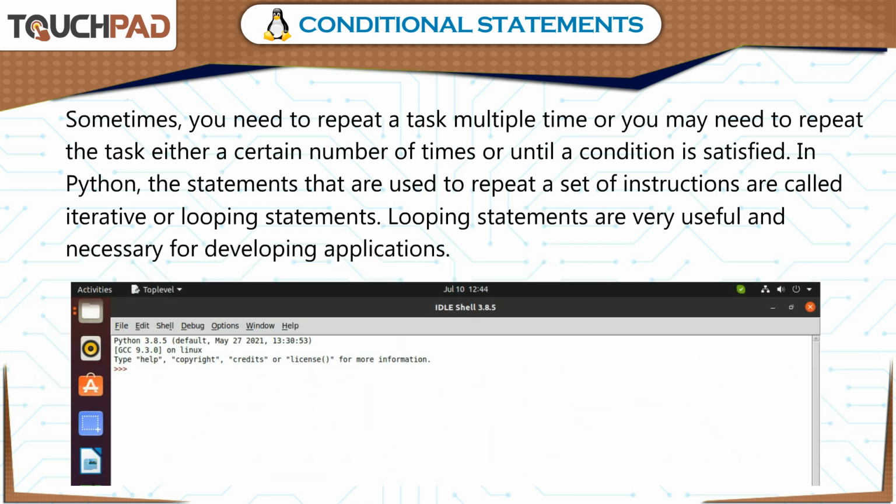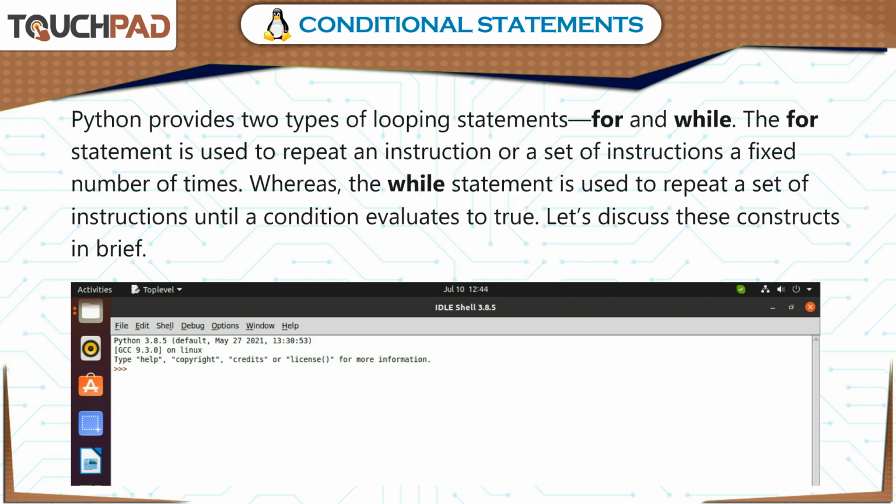Sometimes you need to repeat a task multiple times, or you may need to repeat the task either a certain number of times or until a condition is satisfied. In Python, the statements that are used to repeat a set of instructions are called iterative or looping statements. Looping statements are very useful and necessary for developing applications.